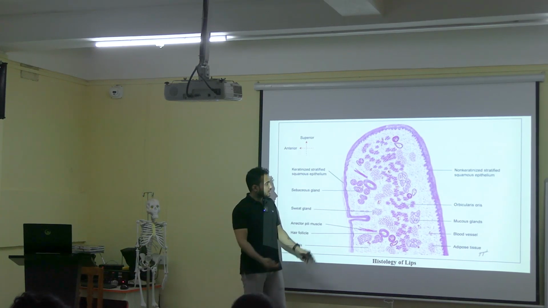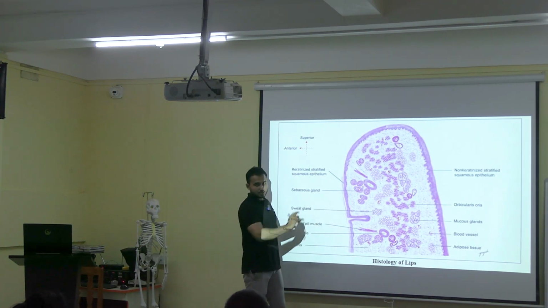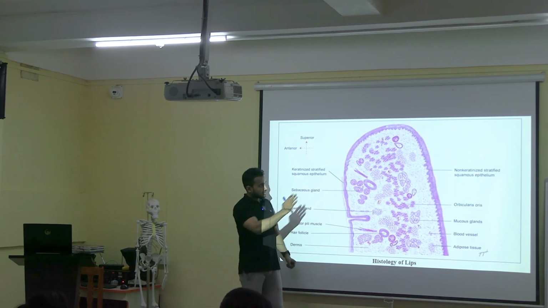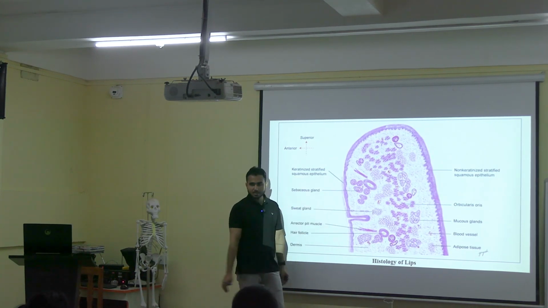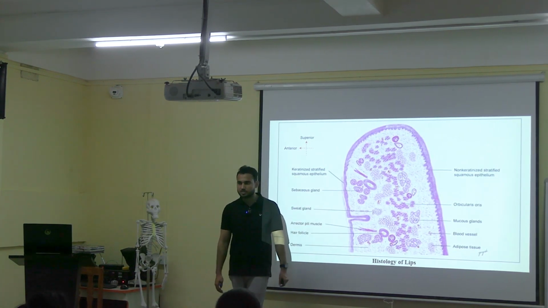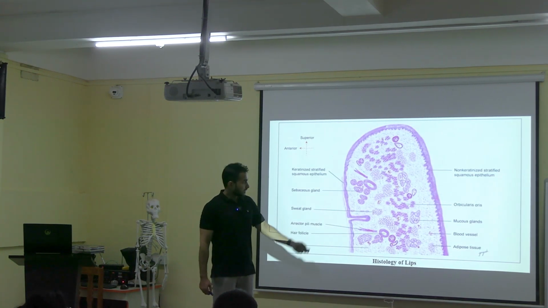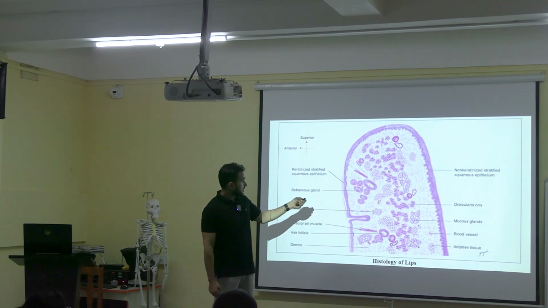Next, what you have to see: on both sides stratified squamous epithelium is present. This side it is non-keratinized, this side it is keratinized because skin is present. Next, I have mentioned that the rete-ridge system is there. Look here, this is the rete-ridge system. This side it is not present.